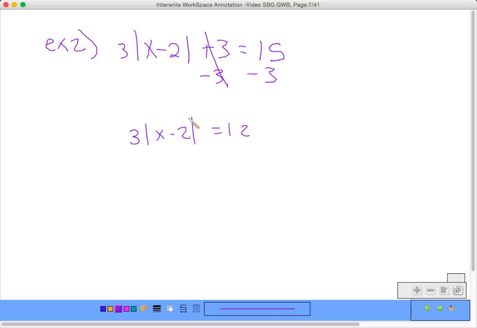Now this is 3 times something, and I'm going to get rid of that 3, so I'm going to divide. Now my absolute value bars are by themselves. 12 divided by 3 leaves me 4. The first thing we check once we have the bars by themselves is that this is a positive number, because our distance has to be positive. It is. So I'm going to split this into my two cases. Either what's inside here is positive, x minus 2 equals 4, or it's negative.